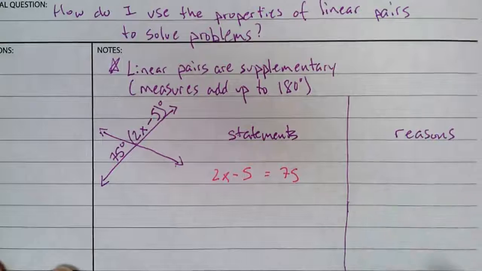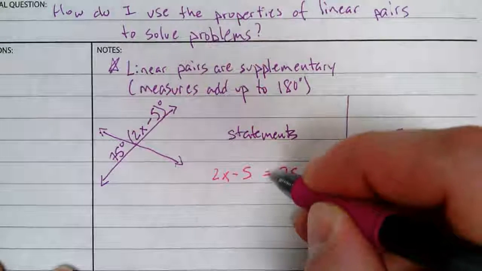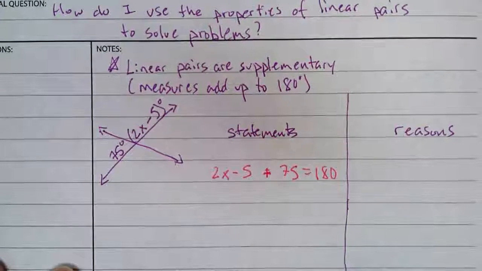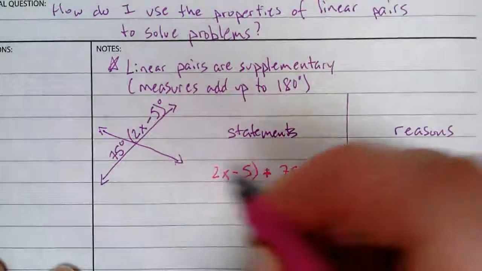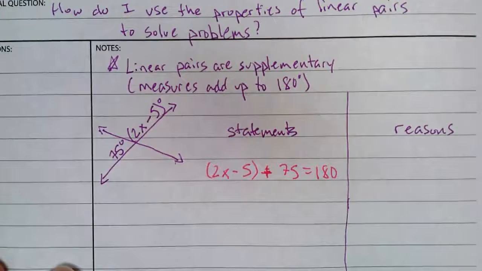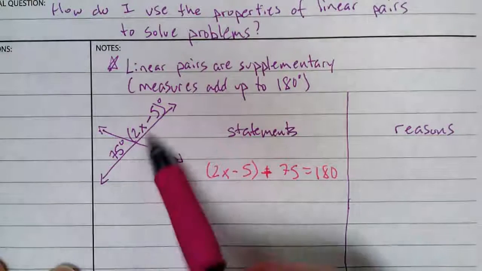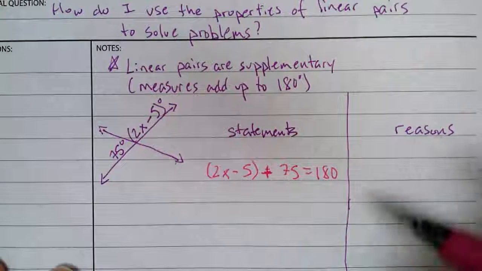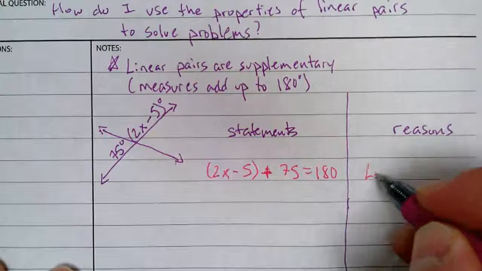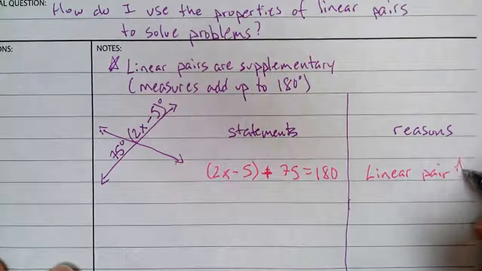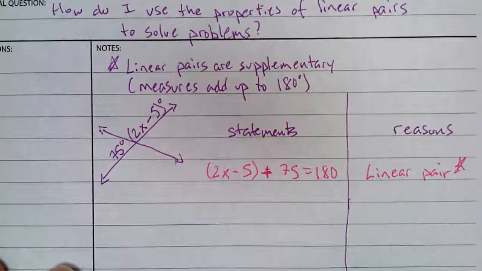Okay. Oh, what am I doing here? Totally off my rocker here. What am I doing? Equals 180. Oh my goodness. Hope you weren't writing in pen. All right, so 2x minus 5 plus 75 equals 180. Okay. So then finally I would say, well, 75 plus 2x minus 5 equals 180. All right, so we're just going to put as our reason linear pair. You know you can fill in all the blanks.